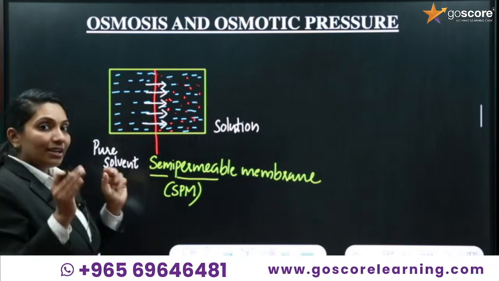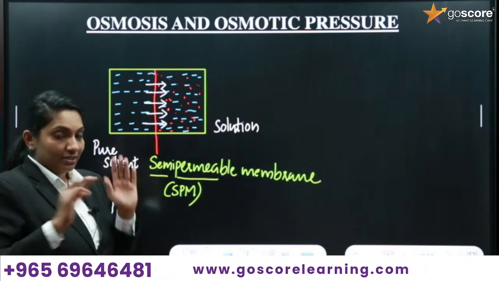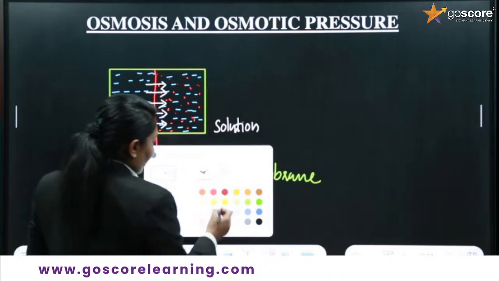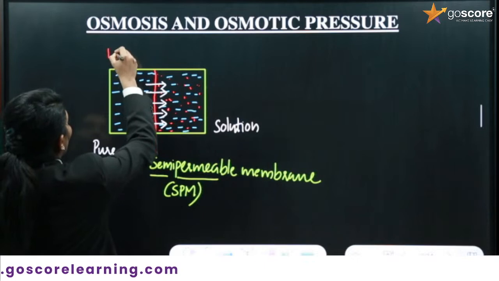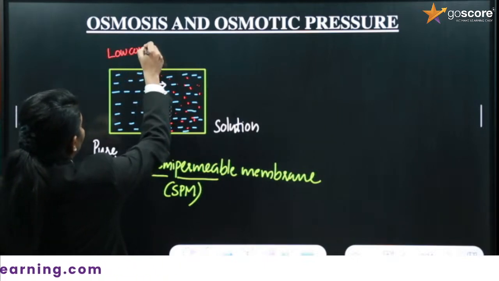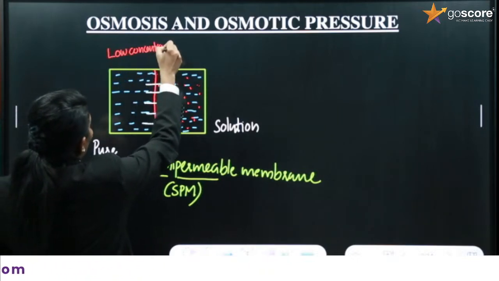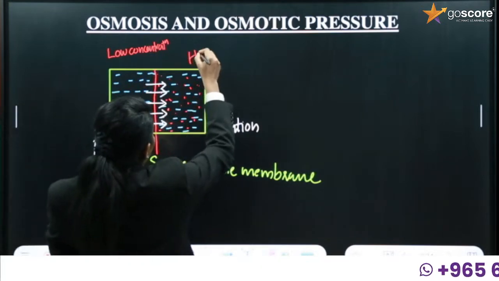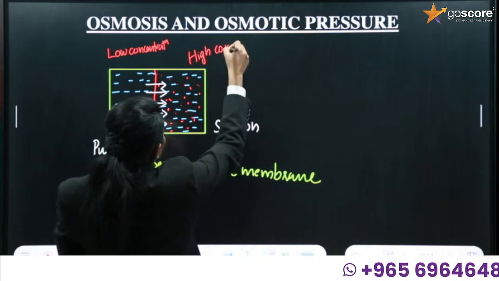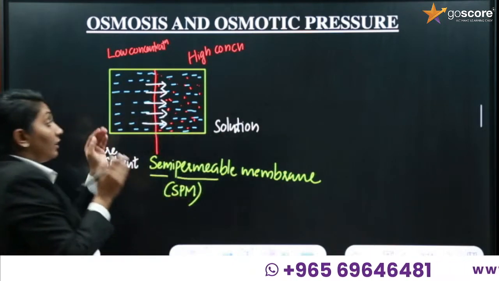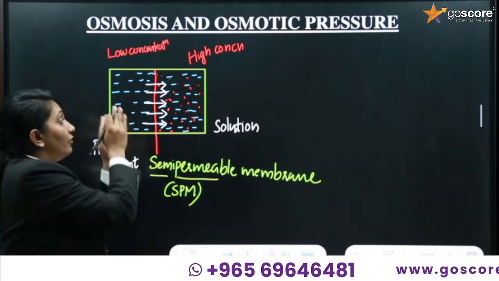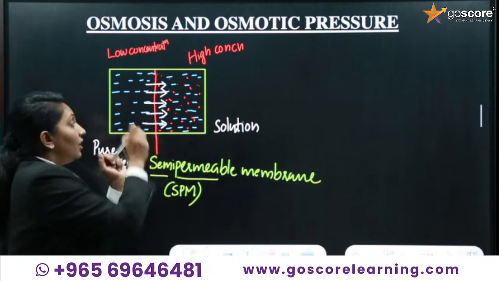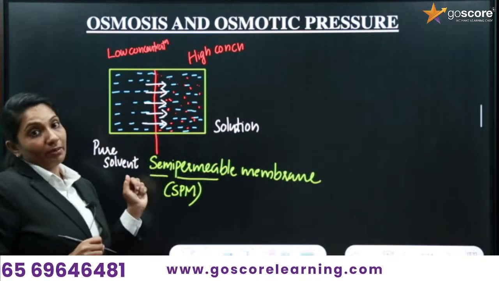Pure solvent means its concentration is less. There are no solutes, right? So it's a low concentrated solution, right? So this side is low concentration. This side is high concentration, right? So what we can say in terms of concentration, the movement of solvent from a low concentration to a region of high concentration through a semi-permeable membrane.